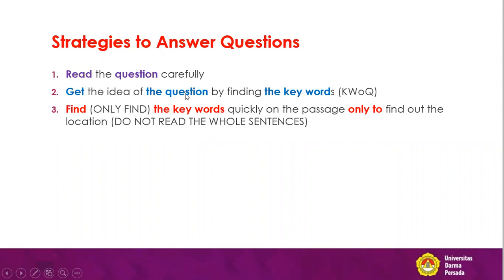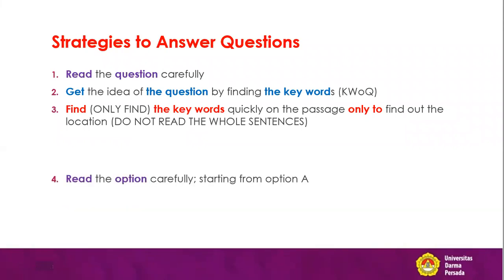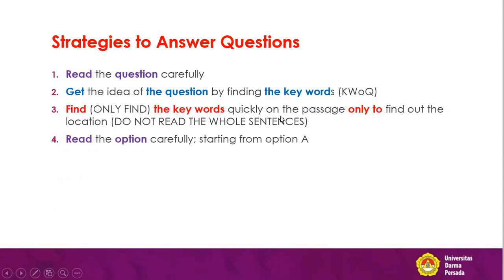Now number 3, only find the keywords quickly in the passage, only to find out the location. You just find the location of the keywords. You do not read the whole sentences. For example, if the keyword is blah blah blah, you just try to find out where blah blah blah is. If you find it in line 5, stop. That's it. You don't read the whole sentences.